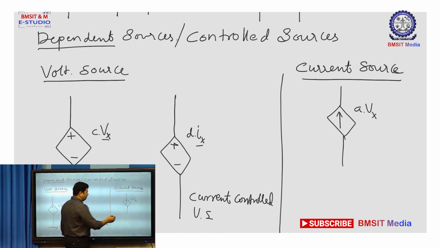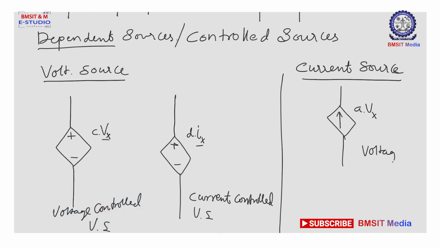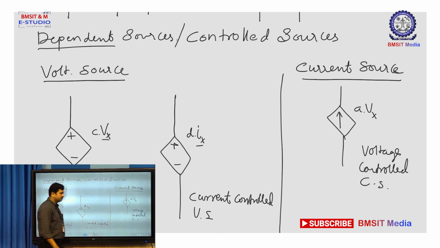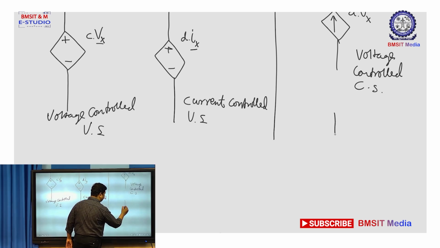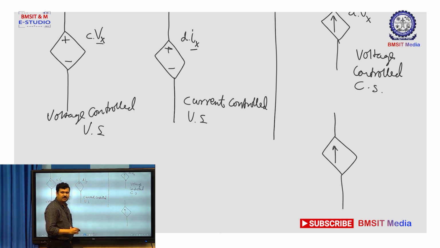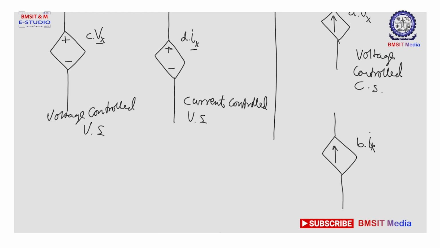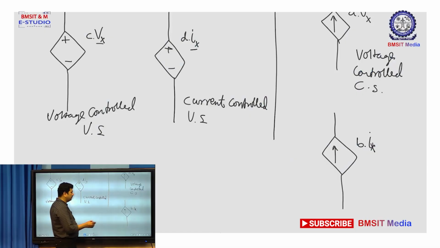Hence, I can call this voltage dependent or voltage controlled current source. Likewise, I may have one more current source which is controlled by the current. Again, an arrow mark in the diamond structure is a dependent current source. It can be, say, B into Ix. Now, the value of this dependent current source depends upon the value Ix.